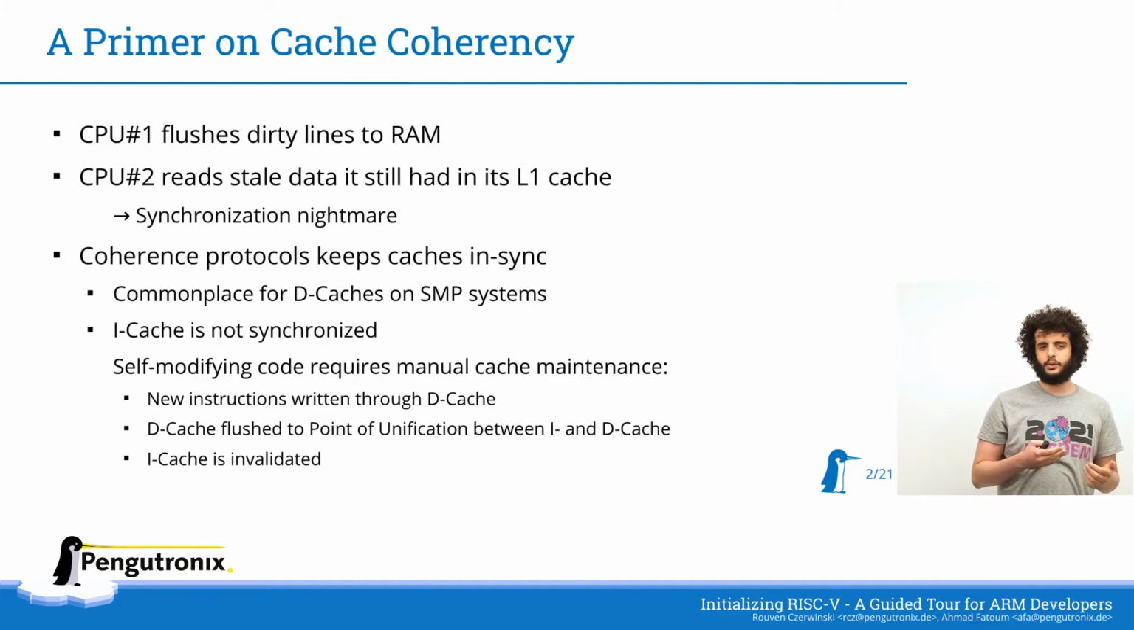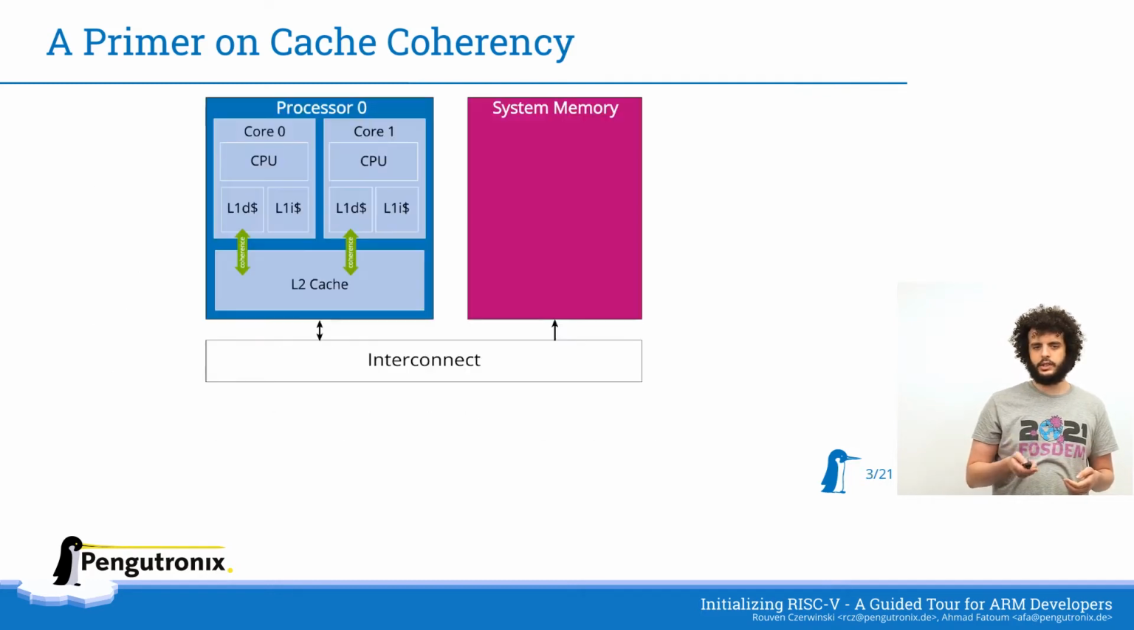Once you have CPU 1 and CPU 2 coordinating with each other, you will have a synchronization nightmare at hand. The way this is usually fixed is by having hardware coherence protocols, which keep these caches in sync. This is commonplace for D caches on SMP systems, but for I cache it's usually not, because you write it much less often than D cache. But in the context of Barebox, a bootloader, it's normal that you load code. And this code loading happens through the D cache and the execution happens through the I cache. So you will need to do manual cache maintenance.